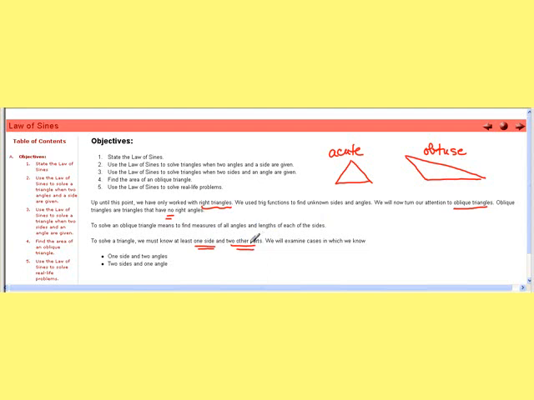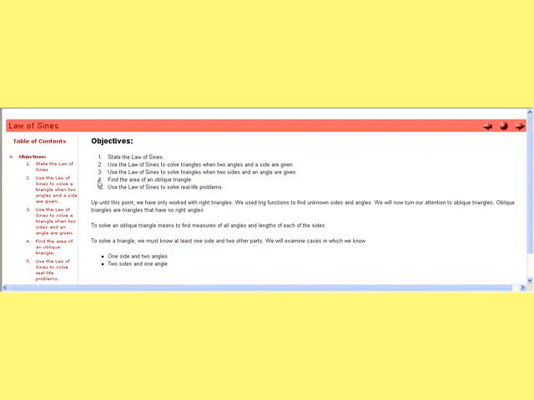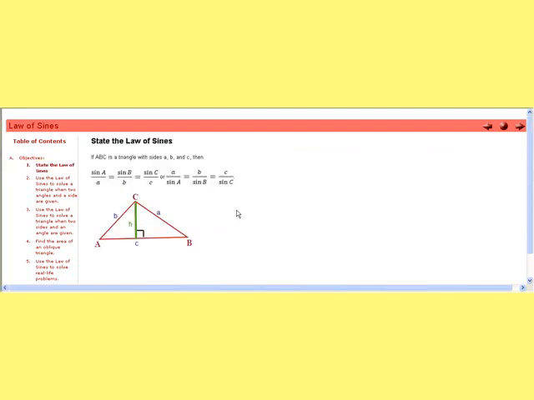Using the law of sines, which I'll show you in just a minute, we can actually solve a triangle when we know this: one side and two angles, and two sides and one angle. There's going to be two other cases that we're going to look at when we learn the law of cosines. But in this section, we're going to talk about learning what the law of sines is, using the law of sines to solve the triangles in those two cases that I just mentioned, finding the area of an oblique triangle, and then lastly, using the law of sines to solve real-life problems. So let's proceed and talk about what the law of sines actually is.